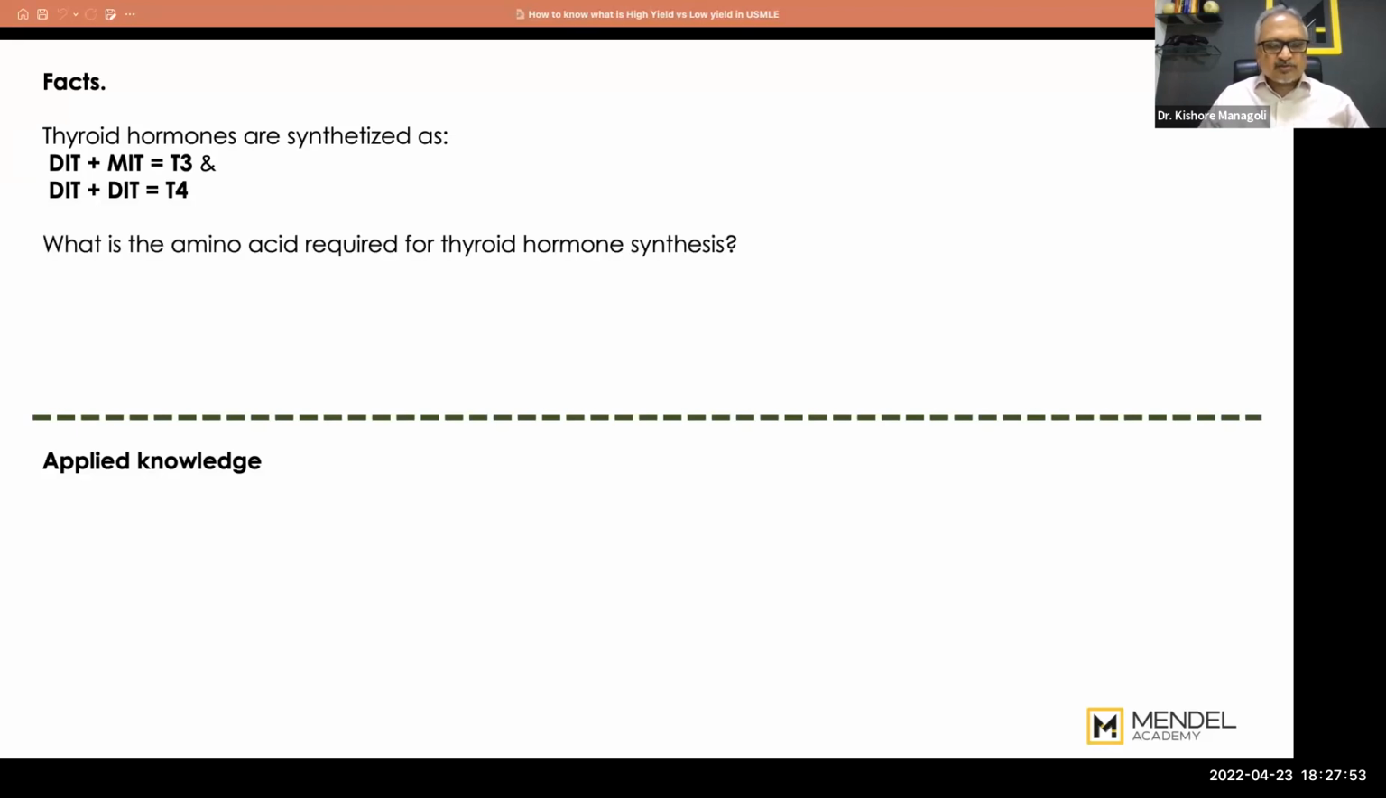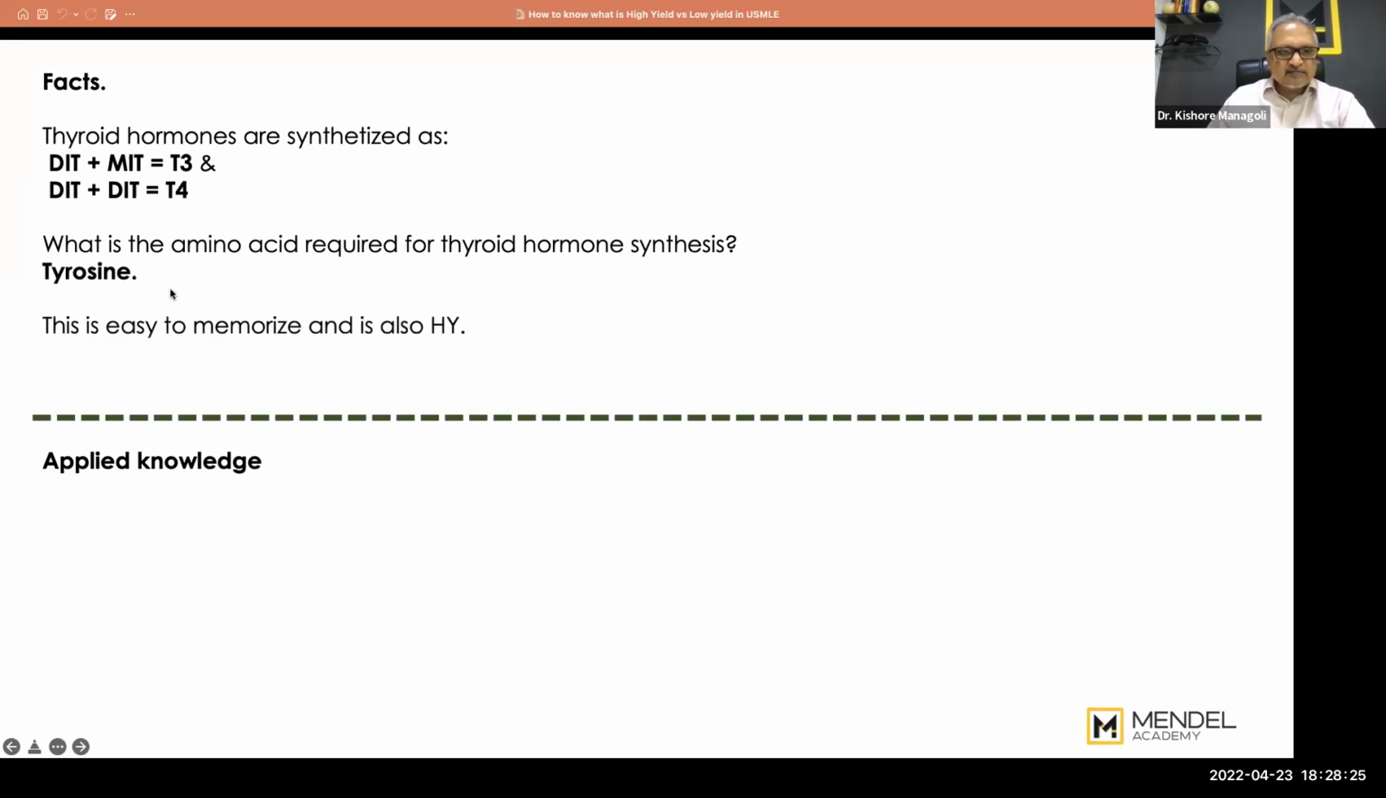Now, if you go through all these high yield books that we just referred to, or sometimes even the flashcards that you might be using, this is the type of question that comes up on the flashcards or in these kind of textbooks. They will ask you what is the amino acid required for thyroid hormone synthesis. You know that it is tyrosine because it is diiodotyrosine and monoiodotyrosine from which you get T3 and T4. So this is a fact.